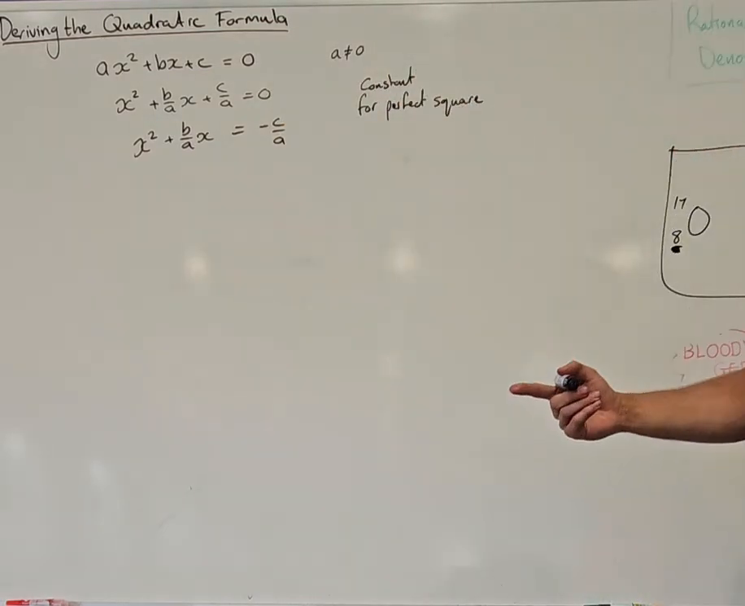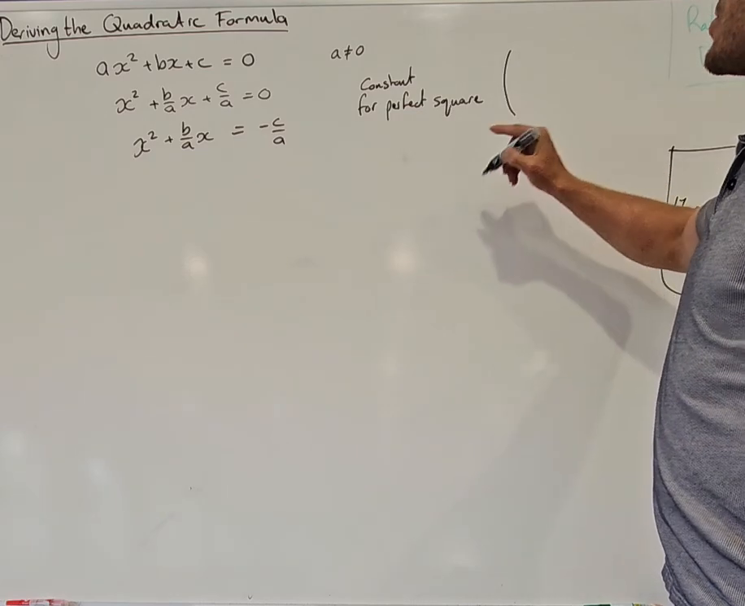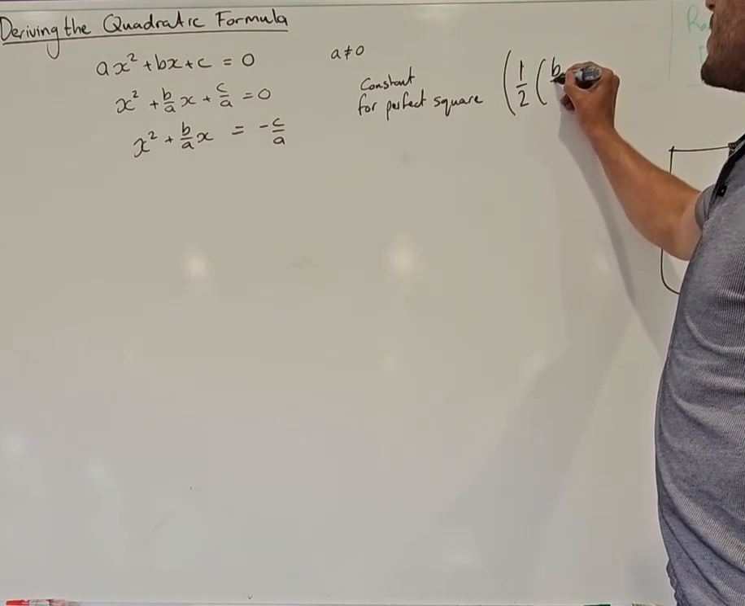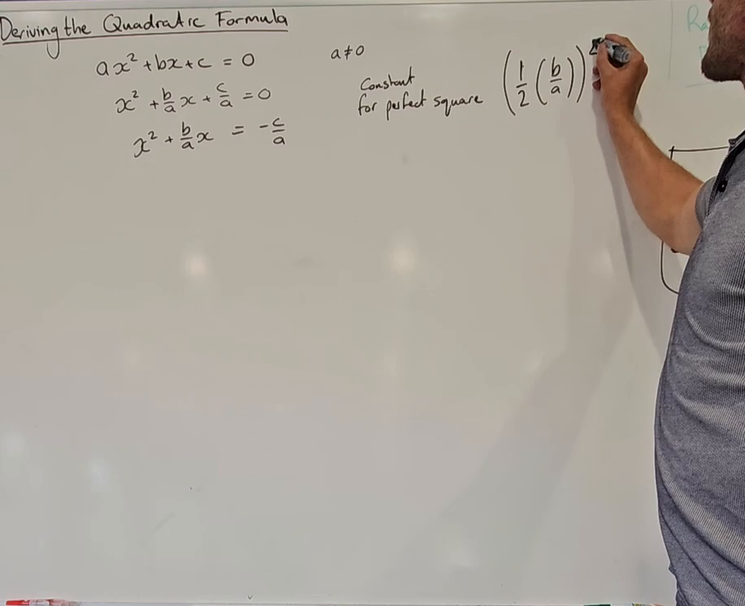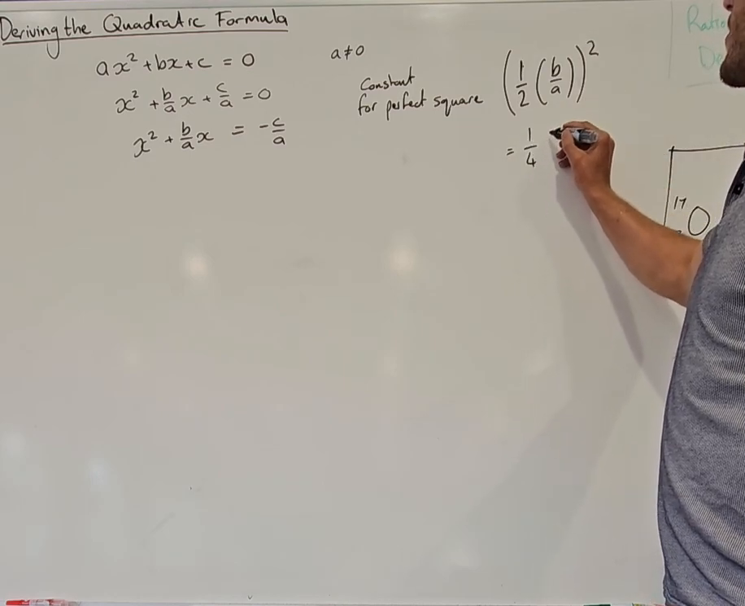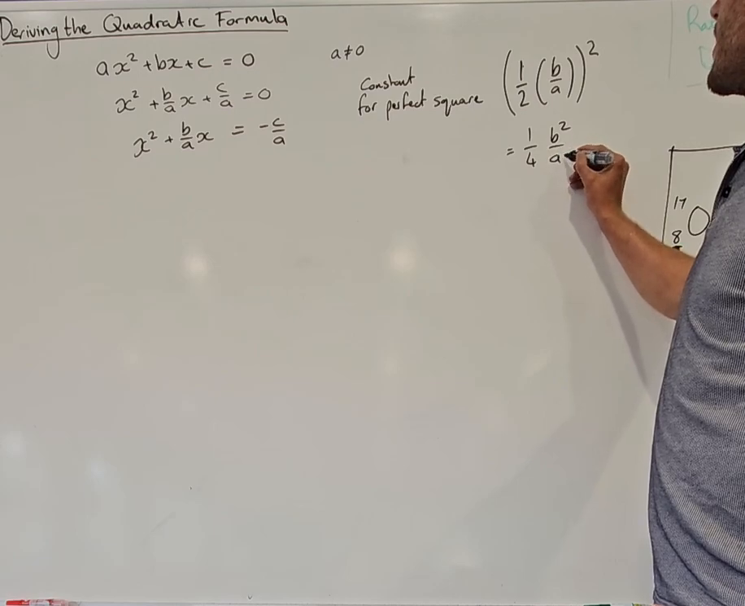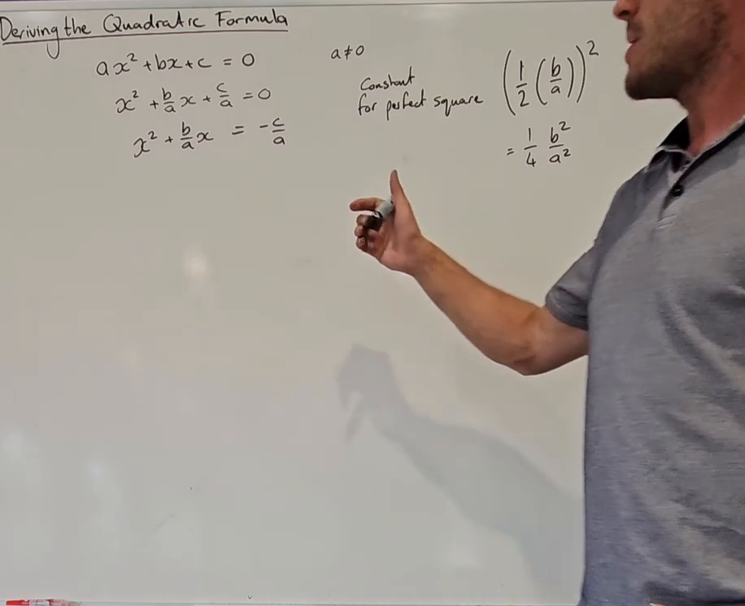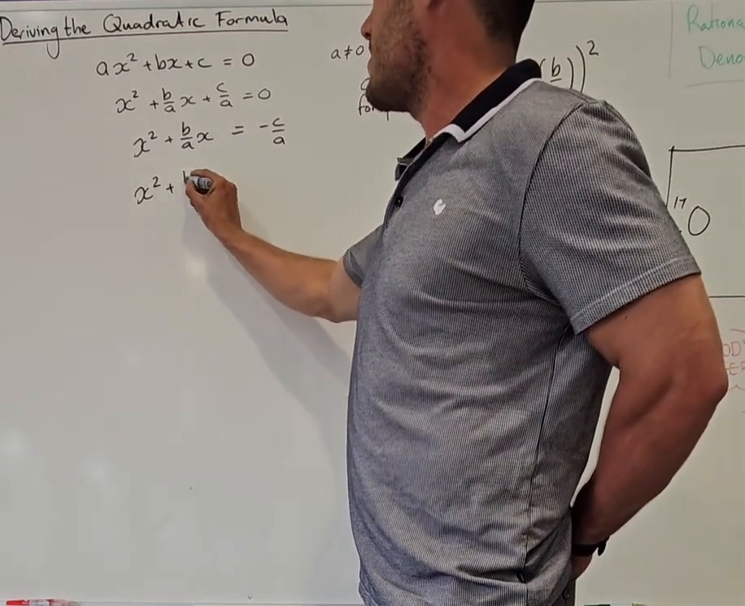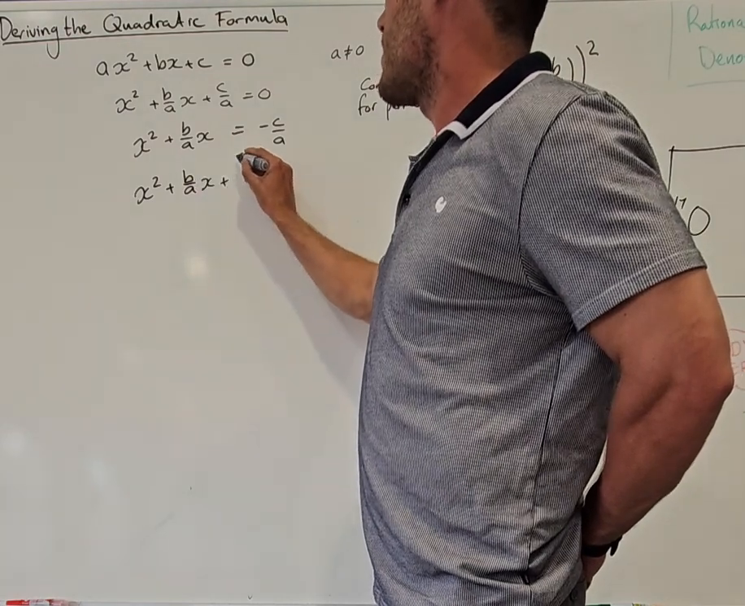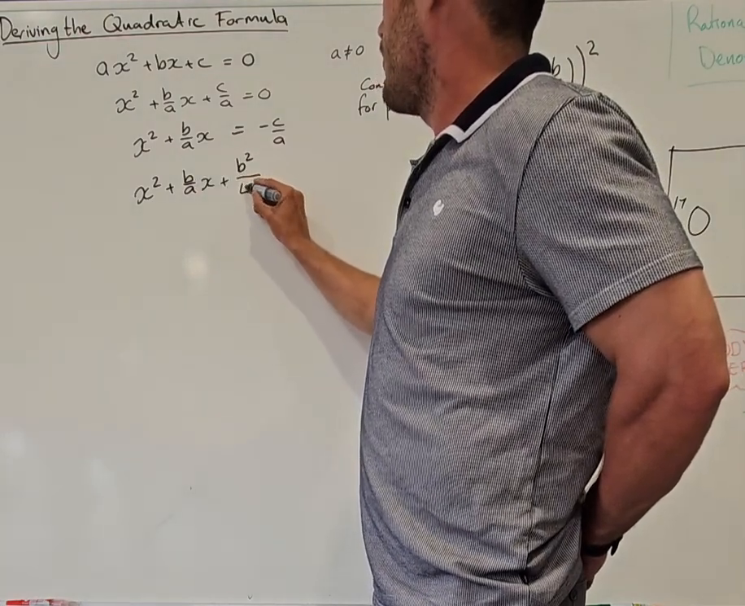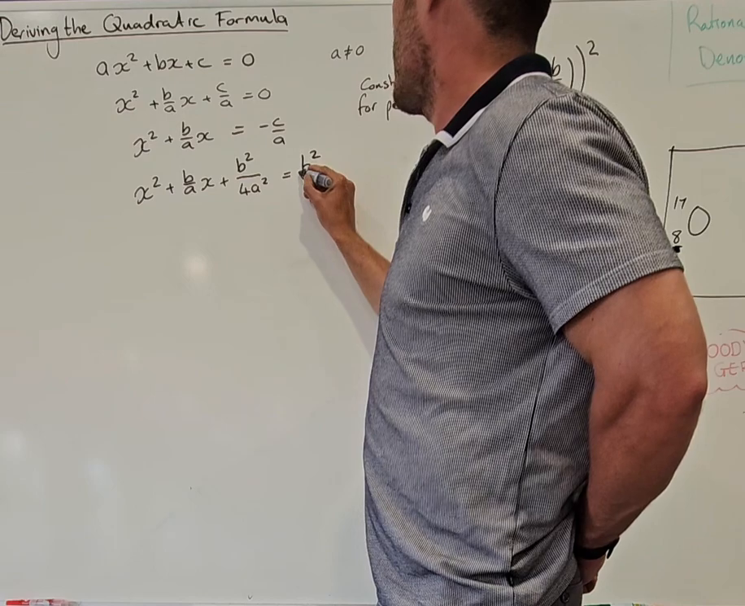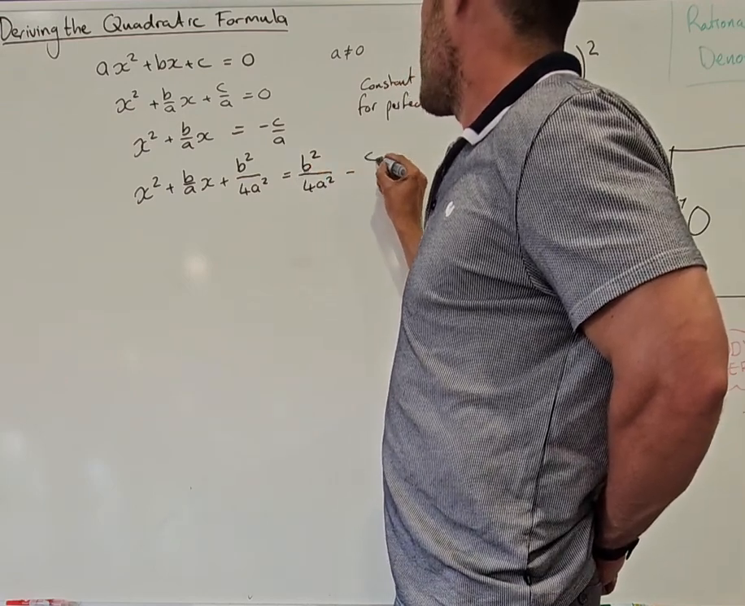Ta-da! And then for a perfect square in this example, I would like to add to this side of the equation, to make it a perfect square, half of b over a, squared. Or as you can see, this would be a quarter of b squared over a squared, or b squared over 4a squared. Okay? So if I add that to both sides, x squared plus b over a x plus b squared over 4a squared is equal to, I'm going to add it to this side again, b squared over 4a squared minus c over a.